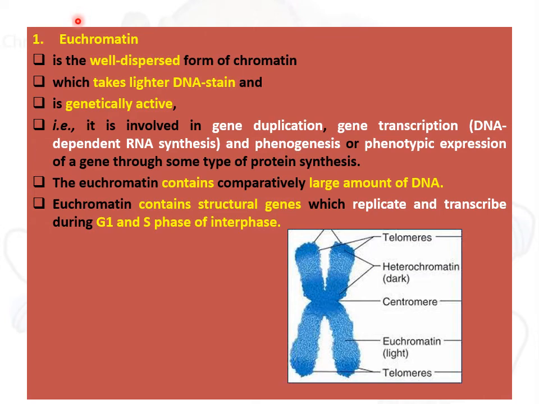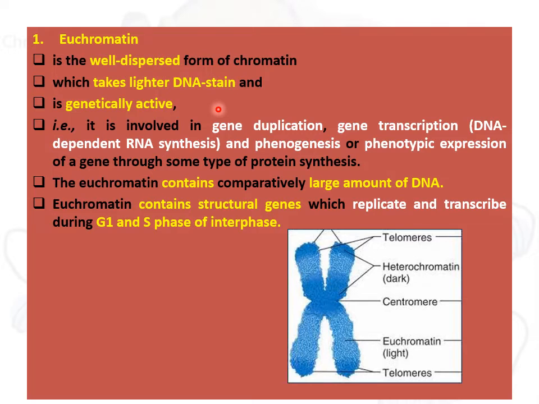Let us now look into euchromatin. The euchromatins are the well dispersed form of chromatin. They take up the lighter DNA stain. In this picture, you can visualize that there are lighter as well as darker regions. The lighter ones are the euchromatins and they are genetically active. This is the most important thing in euchromatins.